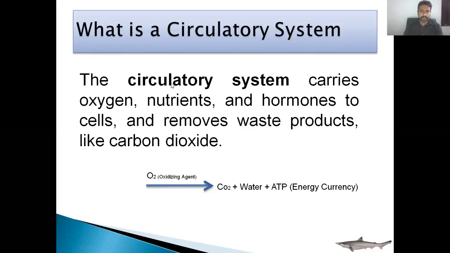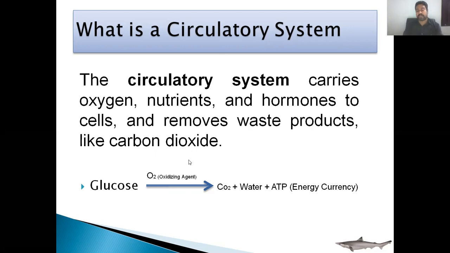The heart is part of the circulatory system, and how can we define a circulatory system? It is the system which carries or transports oxygen, which is a respiratory gas, all the nutrients like glucose, and hormones to cells, and removes waste products like carbon dioxide from the body.